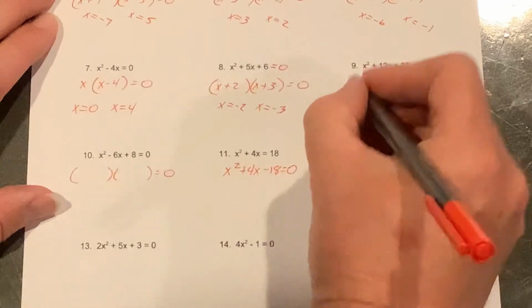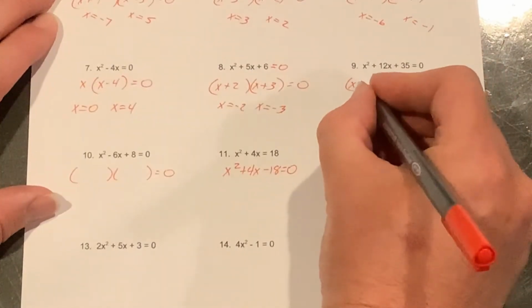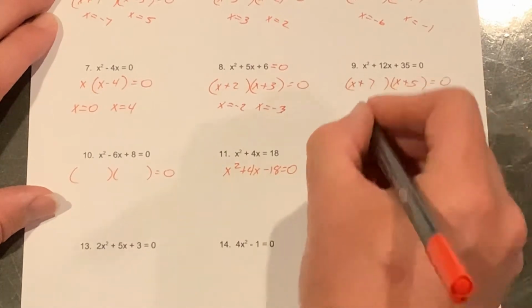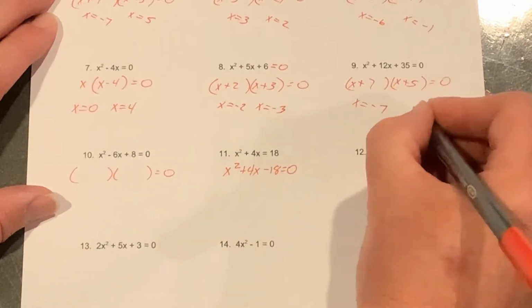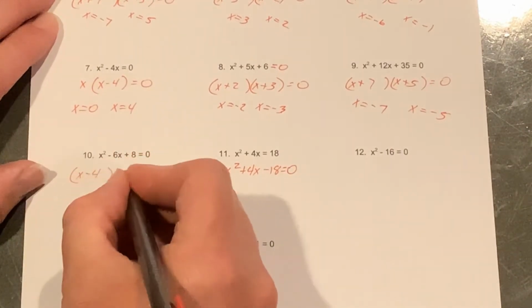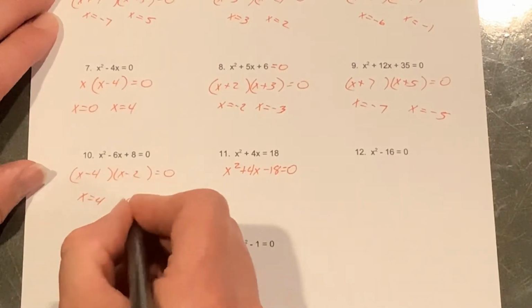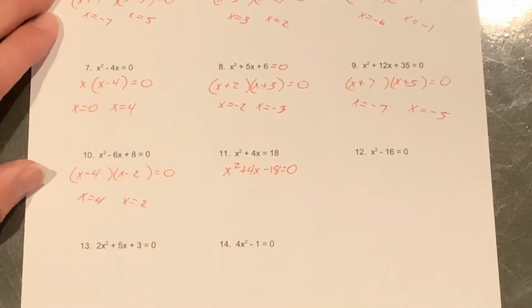And number 9, x and x, the two numbers that multiply together to be 35 and add together to be 12 are positive 7 and positive 5. So my solutions are x equals negative 7 and x equals negative 5. Number 10, same idea, x minus 4 and x minus 2. So my solutions are x equals 4 and x equals 2. Number 11, I had to move the 18 to the other side, so I subtracted 18 from both sides, which gave me x squared plus 4x minus 18 equals 0.